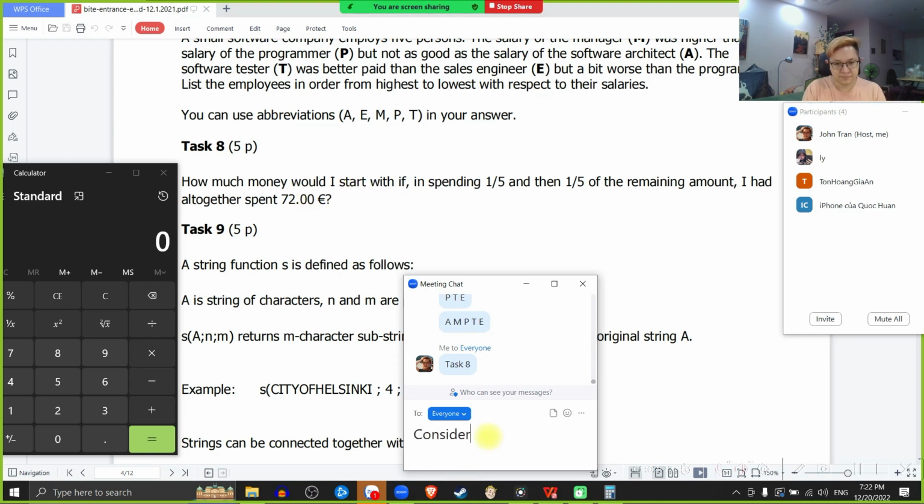Okay, let's just consider the amount of money I start with as X. Coi lượng tiền tôi bắt đầu bằng chữ X đi. Bây giờ tôi chi tiêu 1/5 của nó. So I'm spending a fifth of that money. So 0.2 of X. And then a fifth of the remaining amount, 1/5 của cái lượng còn lại. So it means 0.2 times lượng còn lại. Tức là nó sẽ còn 4/5 nữa mọi người. So it will be 4 out of 5 remains.